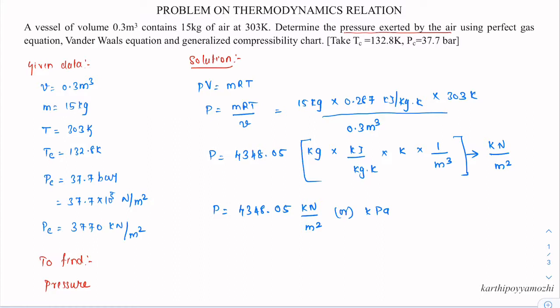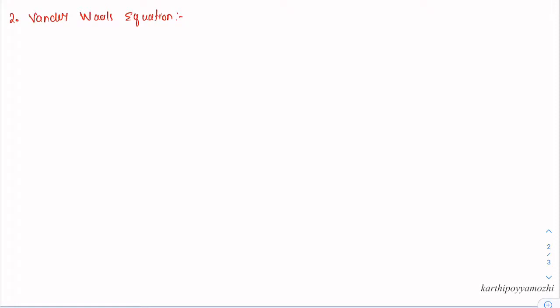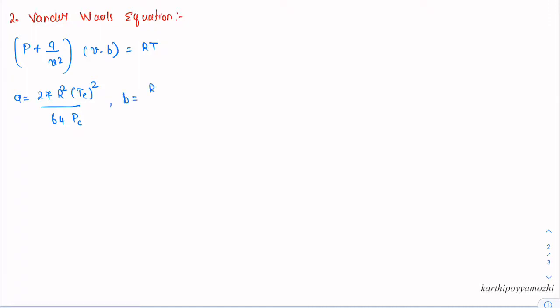Okay, we have found the value of pressure using the perfect gas equation. Now we can find the pressure exerted by the air using the van der Waals equation, and the equation is given as (P + a/v²)(v − b) = RT, where a and b are numerical constants and are given as a = 27R²Tc²/(64Pc) and b = RTc/(8Pc). Substituting the values, you can get the values of a and b.